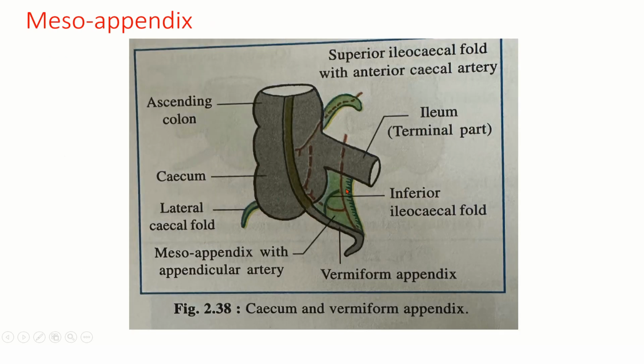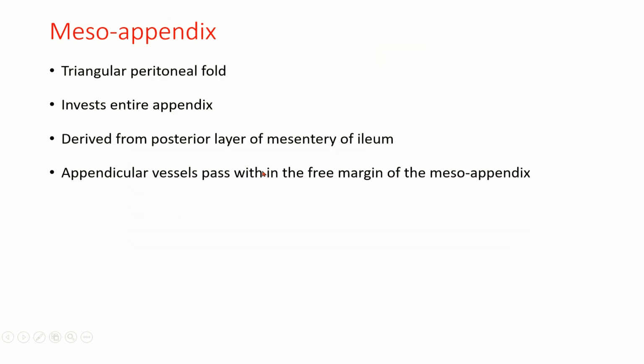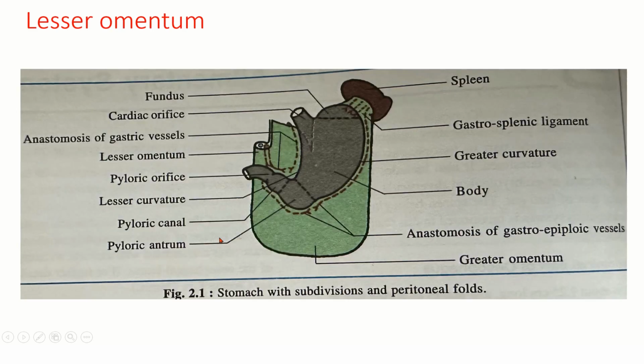So now you can see this is the mesoappendix. This will be the inferior ileocecal fold. This is the mesoappendix. The mesoappendix is a triangular peritoneal fold that invests the entire appendix, derived from the posterior layer of the mesentery of the ileum. Appendicular vessels pass within the free margin of the mesoappendix.